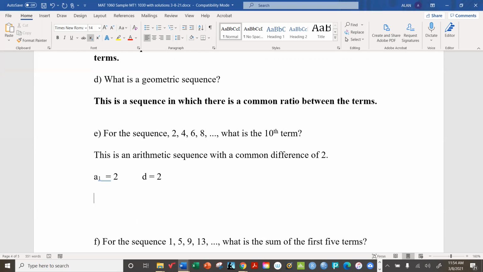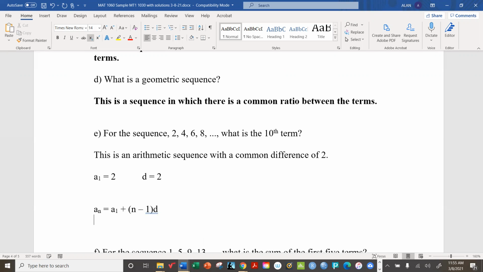Now, for the 10th term, if you just write them out, you will get the right answer. And I won't take points off for that because it just says, what's the 10th term? It doesn't say you must do it a particular way, but I would like you to be able to use this formula as well, which, as you recall, is that an equals a1 plus n minus 1 times d.